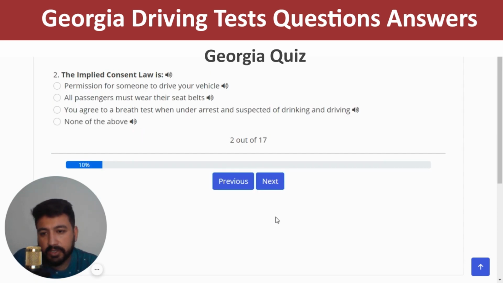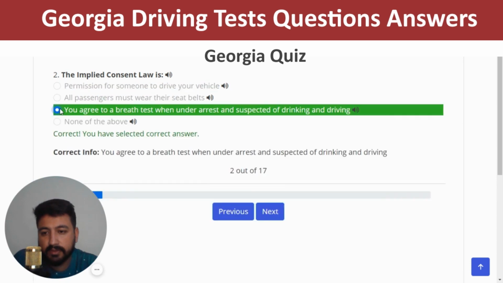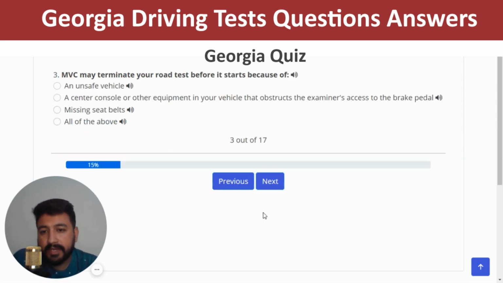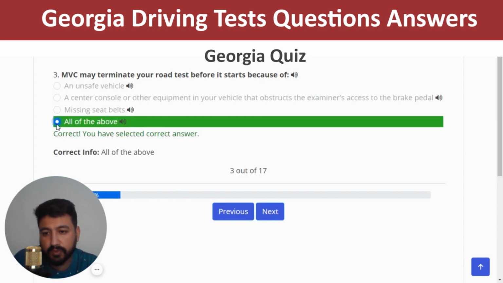The right answer is you agree to a breath test when under arrest and suspected of drinking and driving, which is the third one. Next. MVC may terminate your road test before it starts because of... So you can choose the last option, which is all of the above. So I'm going to click on the fourth one.